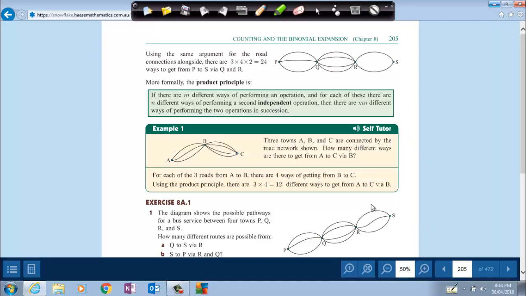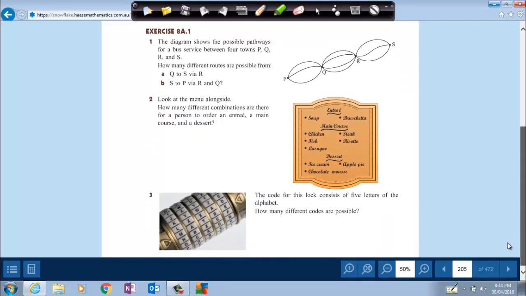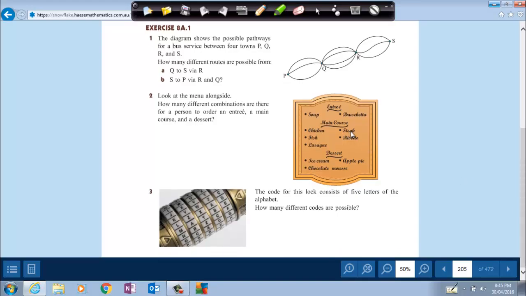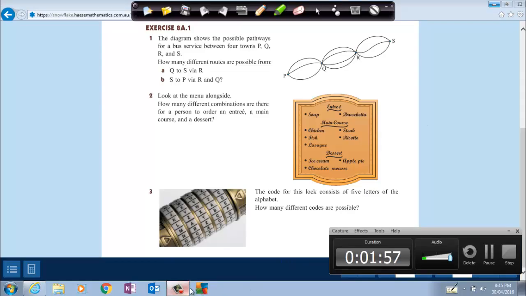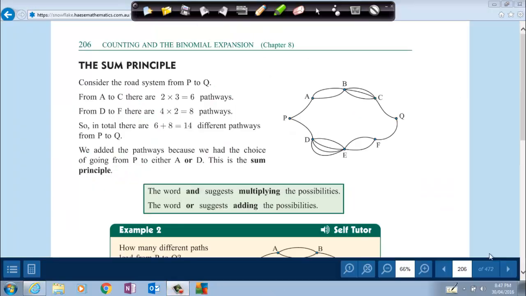And now you can do some questions, see how well you can apply that product principle. You can apply it to pathways like in question 1, or you can apply it to entrees, main courses and dessert, or a lock system in 3. So pause the video and come back for the solutions. And here are the solutions to 8A1, questions 1, 2 and 3.